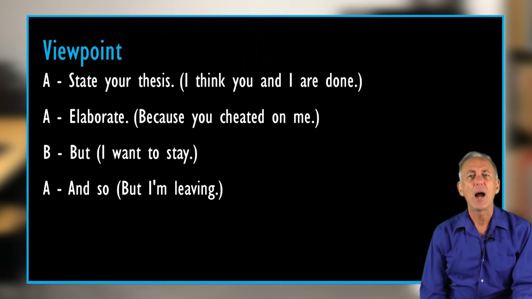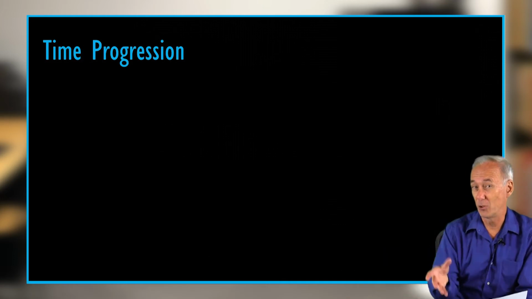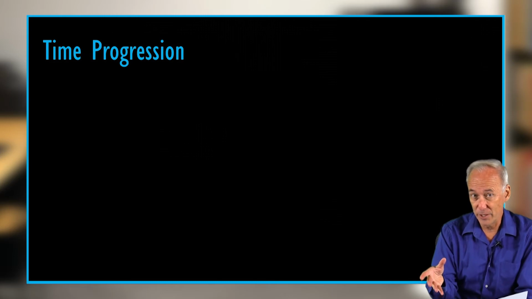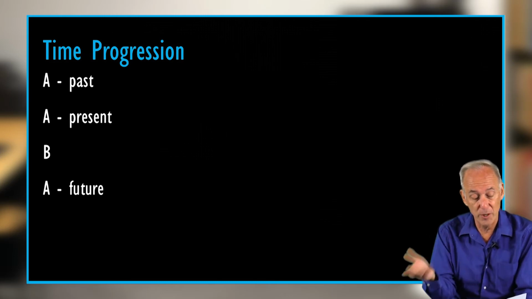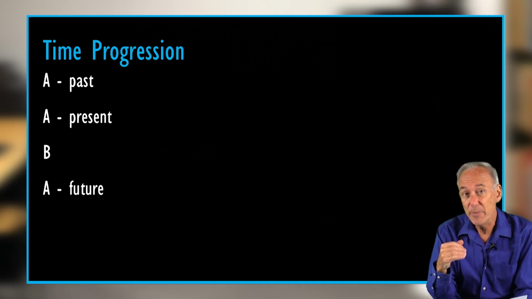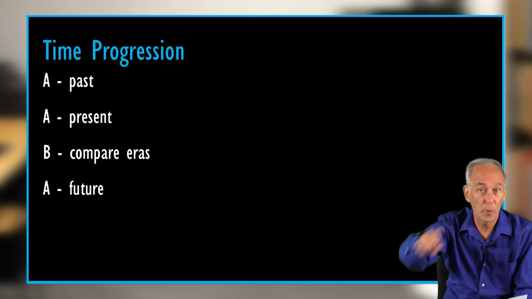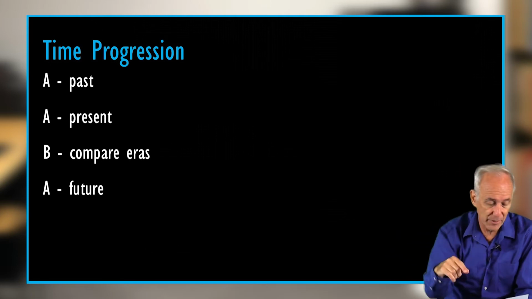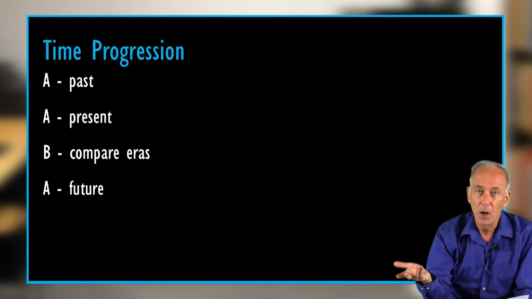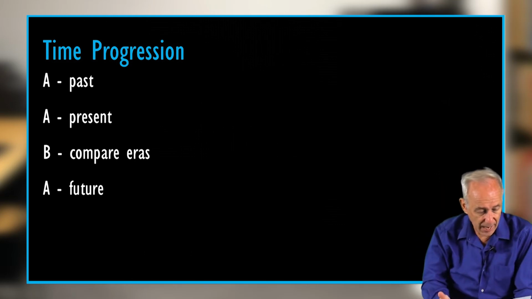Let's look at the time progression: past, present, and future. This one's pretty straightforward. It doesn't take a lot of elaboration to understand. The first A could correspond to past, and then the next A would be present. Then the B section contrasts two eras, maybe past to future, or present to future, or present to past, that kind of thing. And then the final A explores the future.